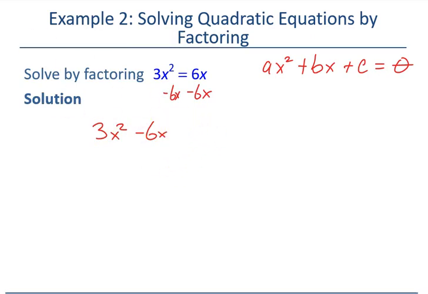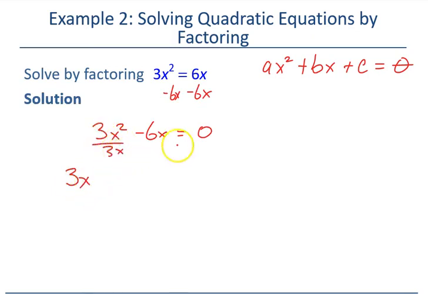Okay, so I can just make this all equal to 0. Now I can start factoring. Let's look at it very carefully. Notice I do have a GCF I can factor out. I have a 3, but I also have an x in both of these, so I can factor out a 3x.